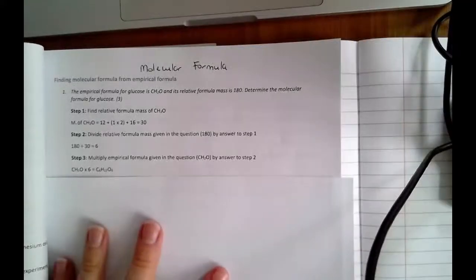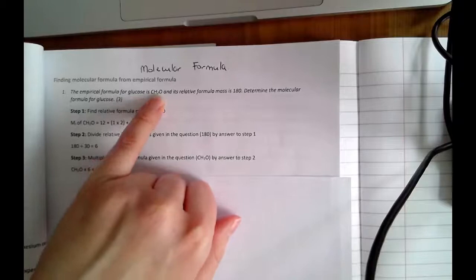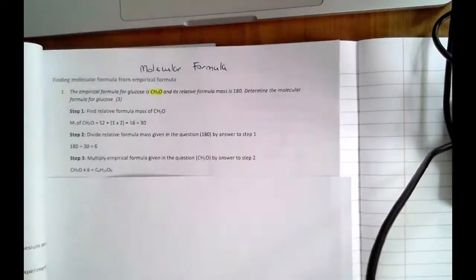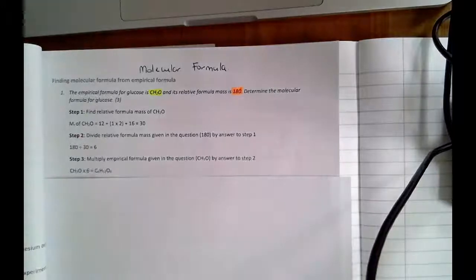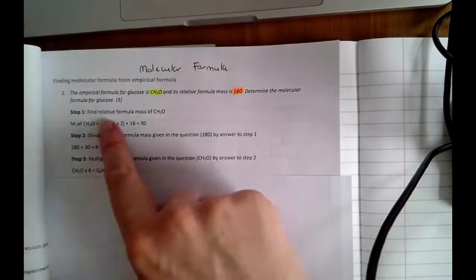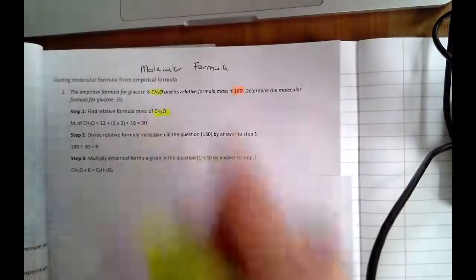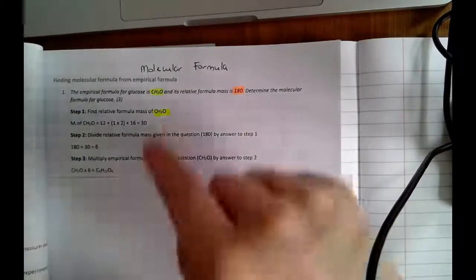Okay, so in the question, you're asked about glucose, which is the one we've just seen, and you're told the empirical formula. So you're given the empirical formula straight off, and you're told that the relative formula mass of the full molecule is 180. So they're the 2 pieces of information that you are given. In step 1, you must take the empirical formula, so that's what I've got there, and you must find the relative formula mass of the empirical formula.